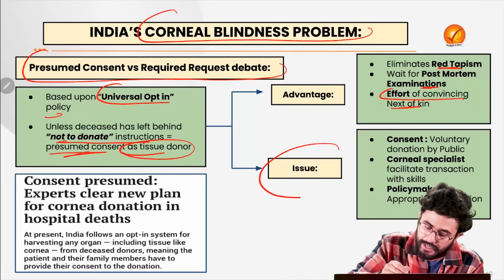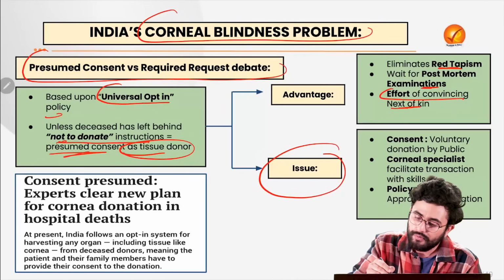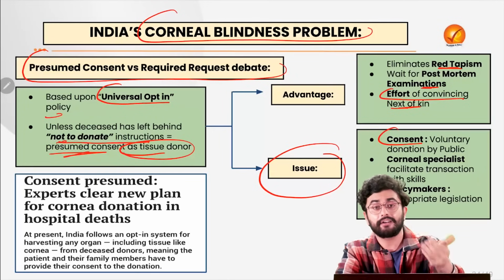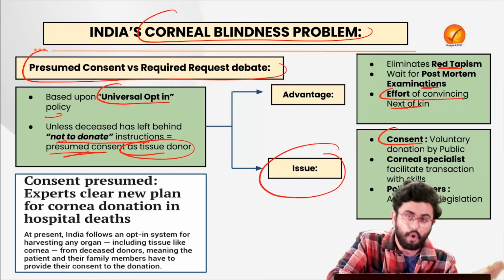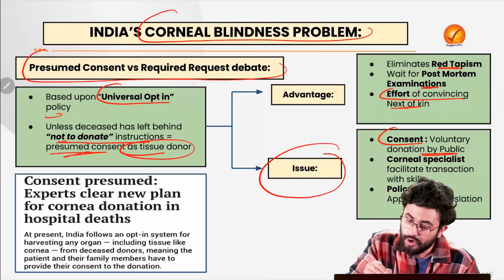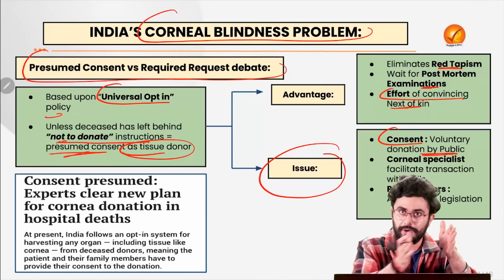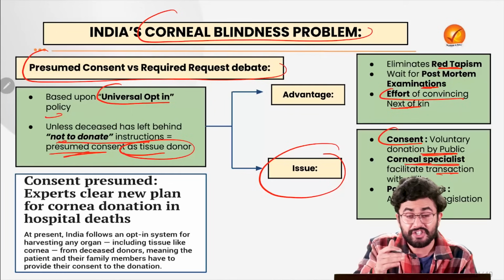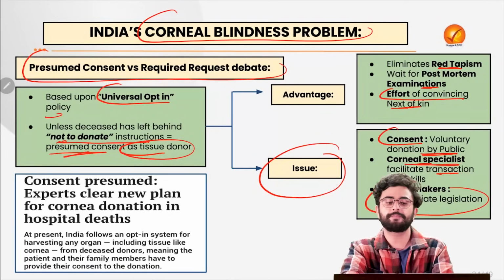But there are certain issues as well. Why? Because first of all, it violates consent, which is an integral part of your Article 21 right to life. So you should choose whether you want to donate or not. That is voluntary donation by the public. Then there is a relationship between this public donor, the corneal specialist who facilitates the transaction with skill, and the policy maker who backs such transaction with appropriate legislation.